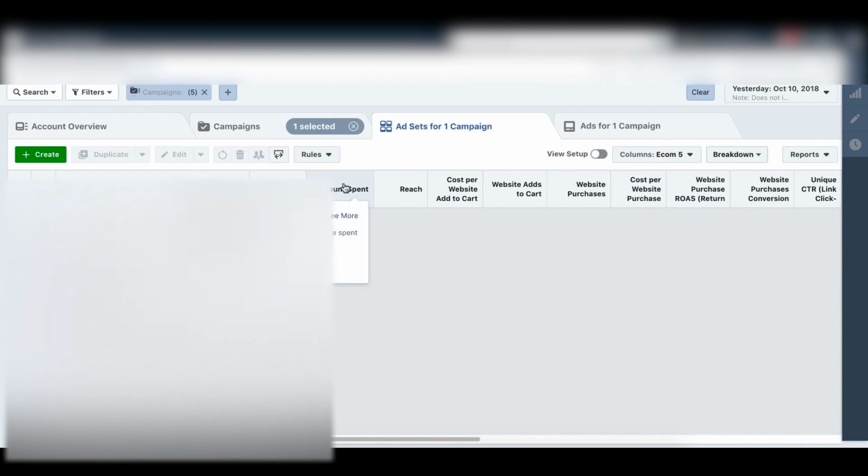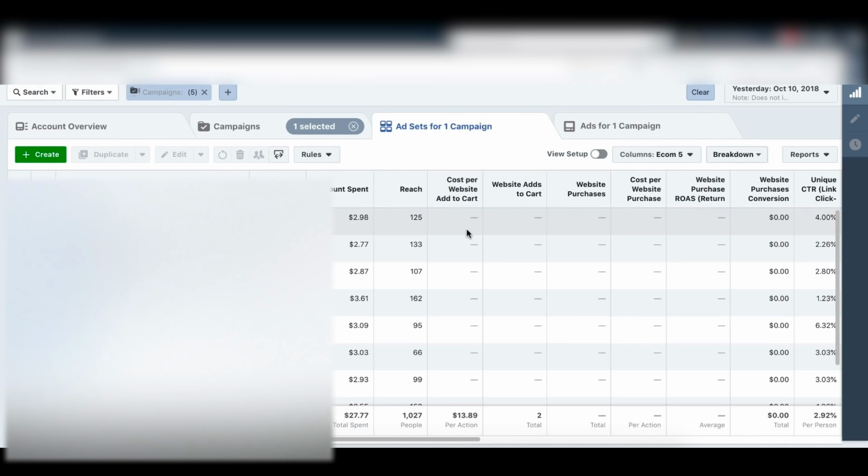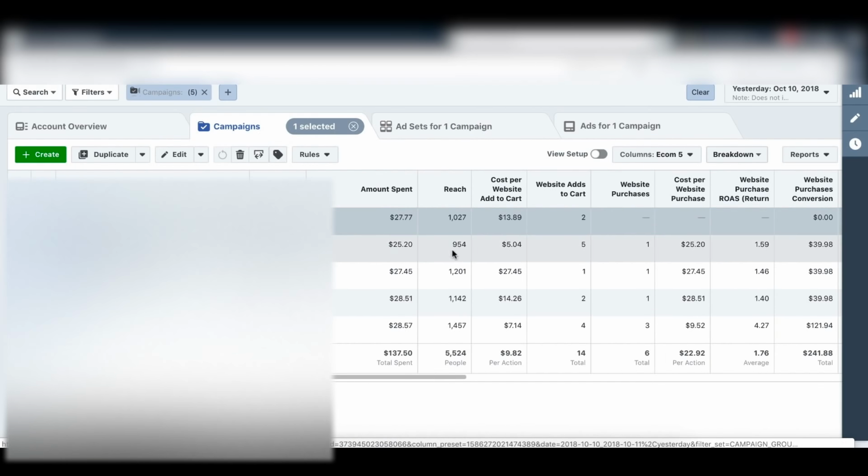Okay, it's a little bit slow. Just 1 second. So yeah, as you can see, the budget's $3, and each of them is single interest. And I'm targeting USA only for this test. Each of them has the same video, but a different thumbnail. That's why I'm doing 5 campaigns, just to test which thumbnail is the most effective, which converts the most.